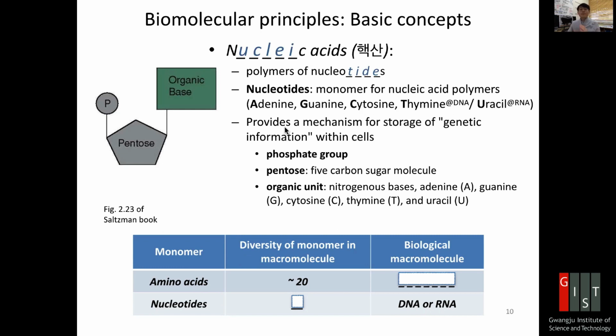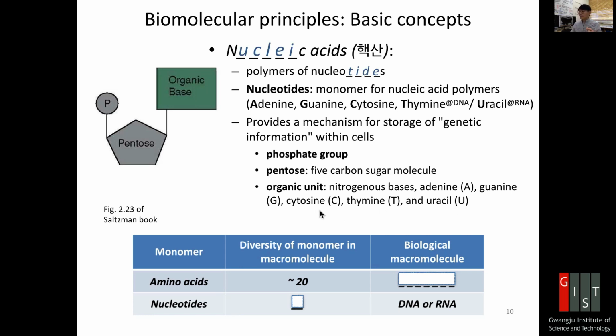The importance of nucleic acids is that they give the solution of how genetic information can pass down in many life forms. It provides a mechanism for the storage of genetic information within our cells. There's a phosphate group, a pentose 5-carbon sugar molecule, and an organic base. This organic unit comprises the nitrogenous bases: A, C, T, and uracil.